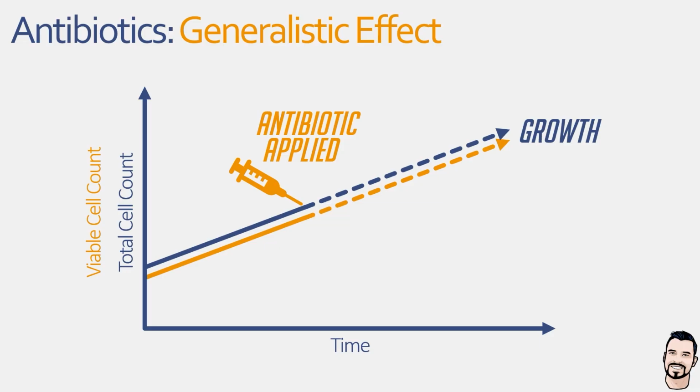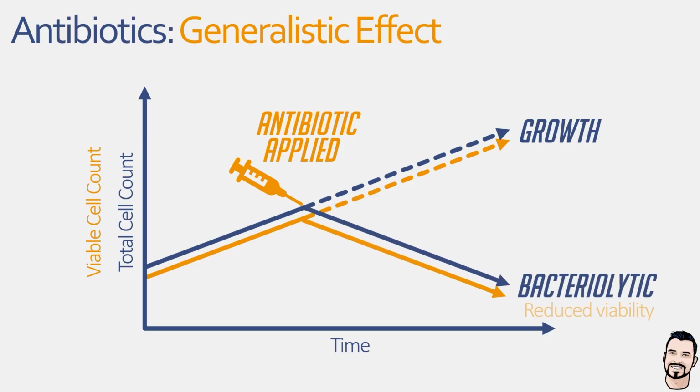Now, if we were to add an antibiotic with bacteriolytic activity, we'd see both the total cell count and the viable cell count drop together over time. Now, this parallel decline shows us that cells are not only dying, but are also physically breaking apart. So the overall number of detectable cells falls as the viable population collapses. And this pattern is characteristic of an antibiotic that is actively lysing cells.